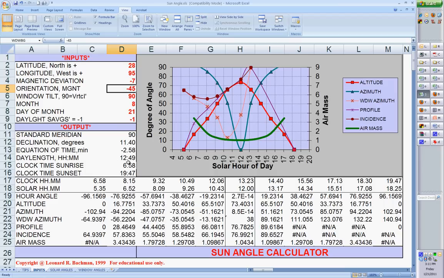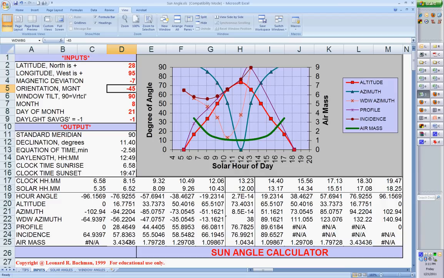So the tabular output shows you clock and solar time across the day, symmetrical about solar noon. Don't worry about the hour angle, the solar altitude and solar azimuth, the window azimuth, the profile angle, the incidence angle, and the air mass. Now the air mass, remember, when the solar altitude is lower than 15 degrees, the sun's very low in the sky, then we're going to have air mass greater than 5.